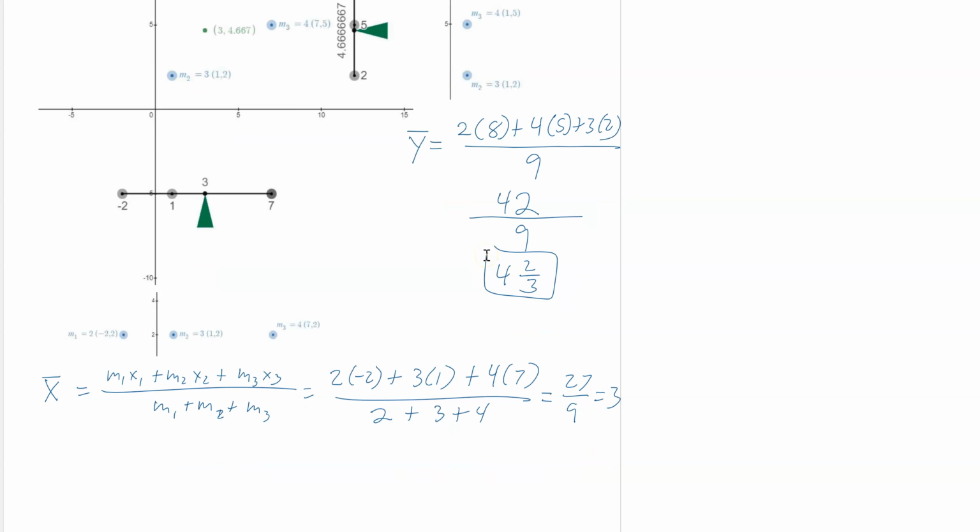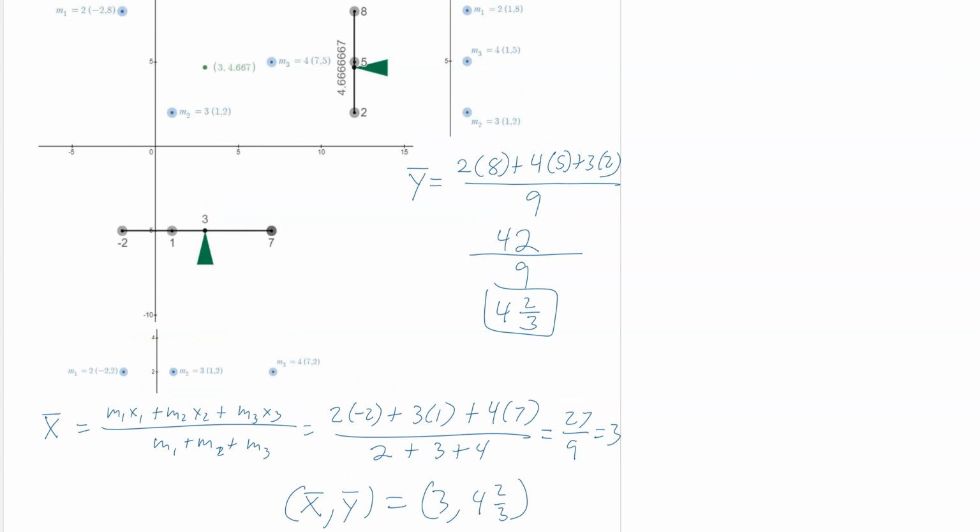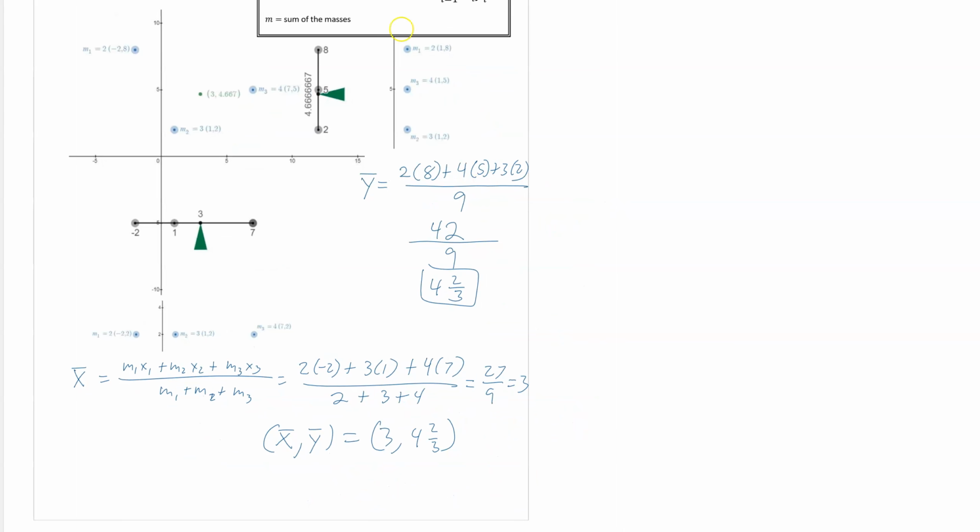So now putting that together, that means our x coordinate, we're just going to get x bar, y bar for our answer, which would be 3, 4 and 2/3. And that is our center of mass right there.